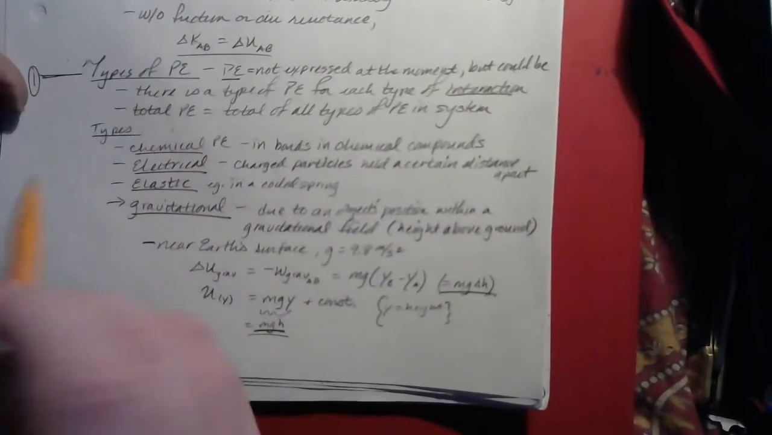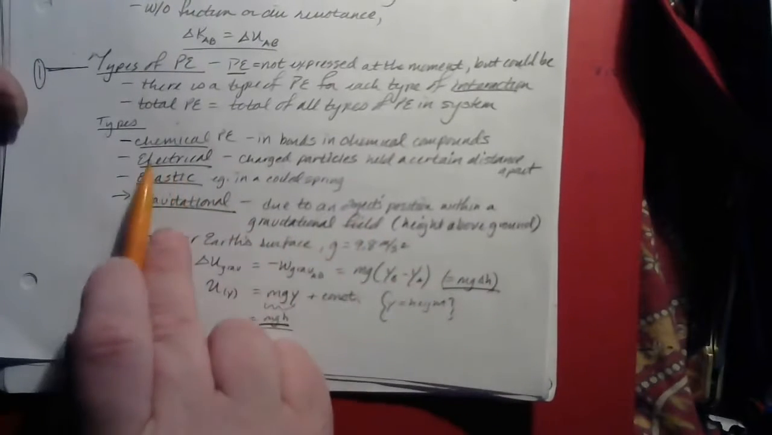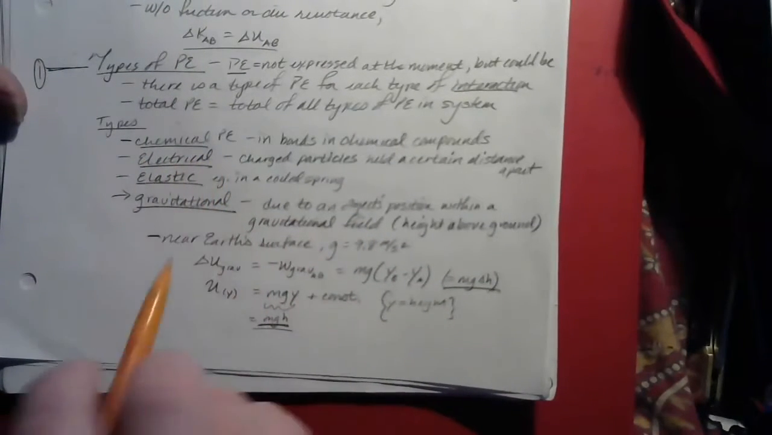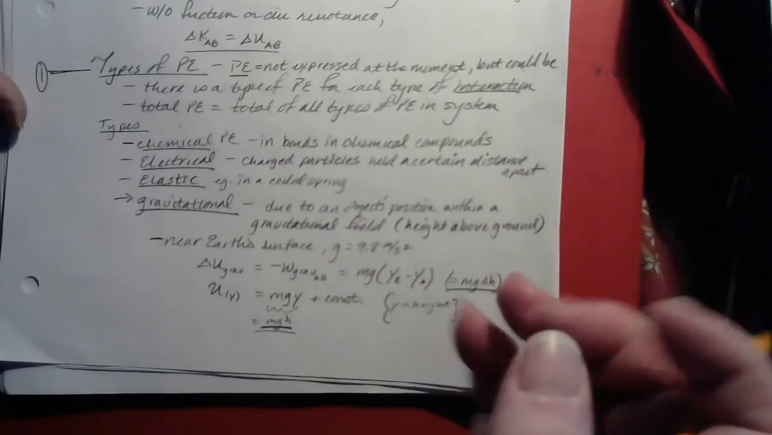Some of the types, and actually this is not an exhaustive list, but some of them that come to mind would be chemical potential energy. Since chemistry is my field, that's the first one I'd think of. There is a certain amount of energy that's stored up in the bonds within molecules.